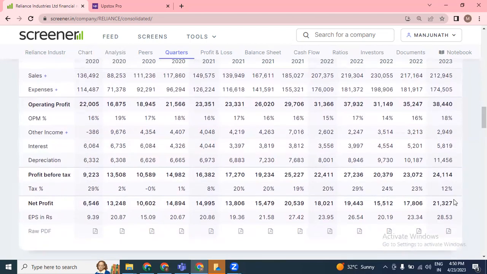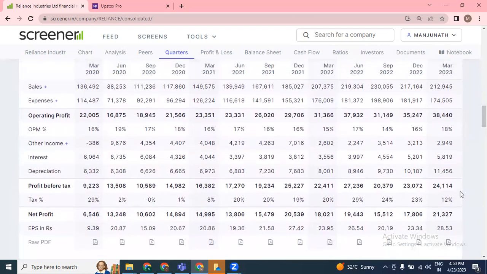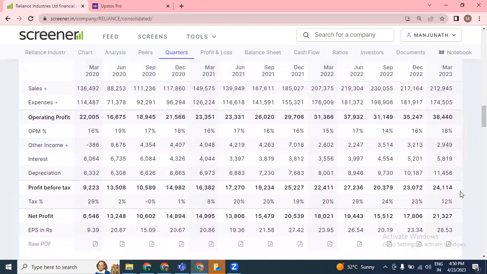Otherwise, they are more or less flat in the net profit. Only taxes have been reduced. We'll have to see whether it's an exemption or where exactly the tax is getting reduced. So that we'll have to see.